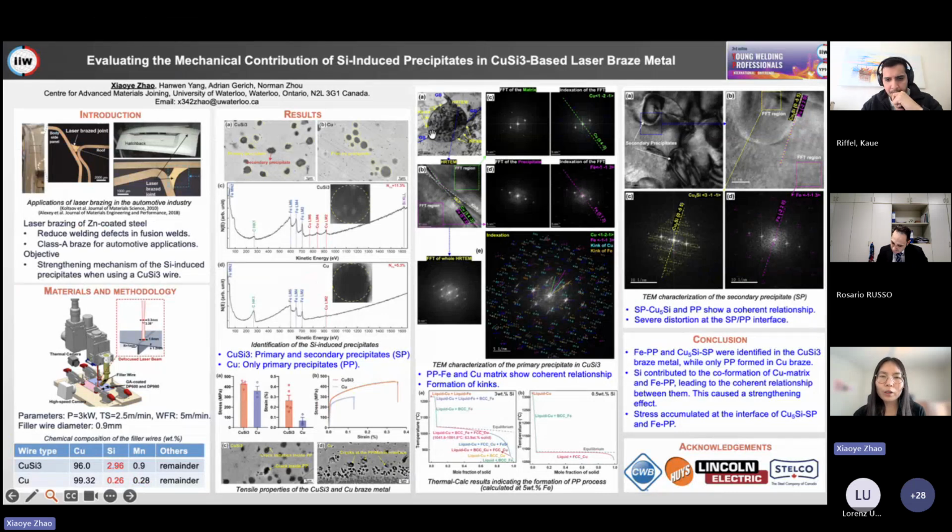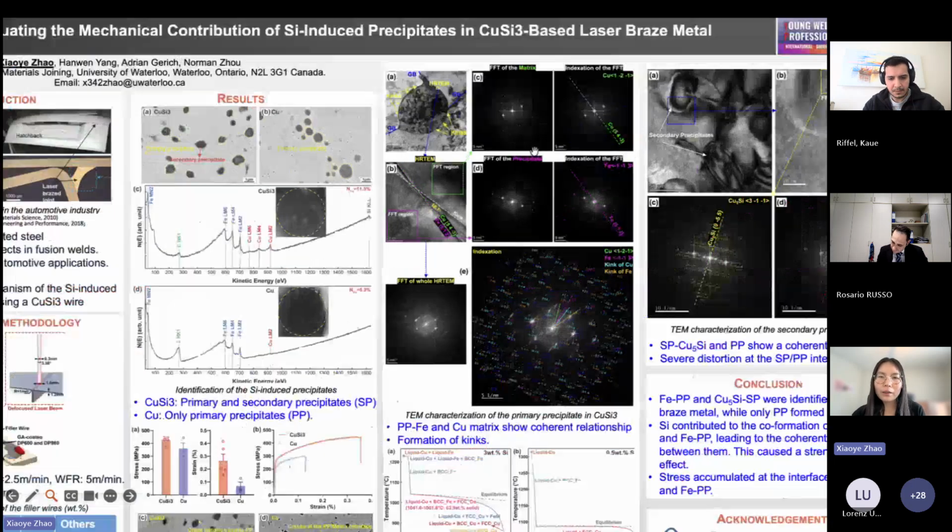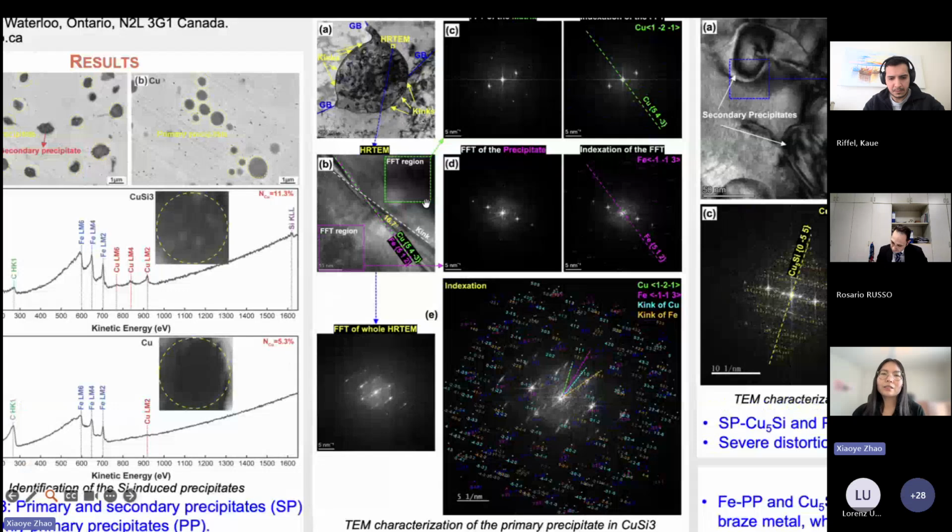So here's one particle I take, and then I take the interface for high resolution TEM analysis, and I found that, let me zoom in. I found that this matrix is copper, which is very obvious, and the precipitate is iron phase. And very surprisingly, they show a coherent relationship. That's very surprising because we know that copper and iron are an immiscible system. Usually they just have liquid metal separation and segregation, but now we have a coherent relationship.